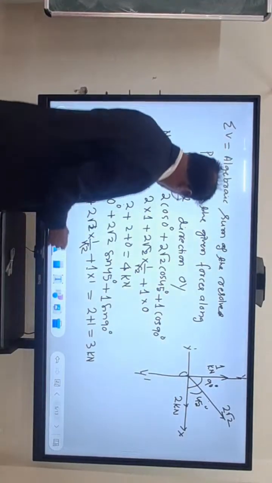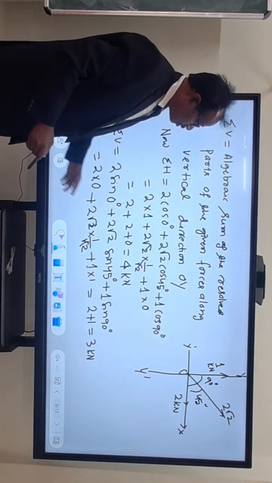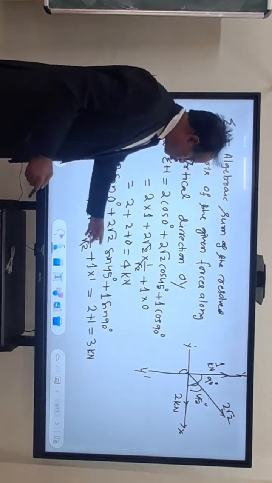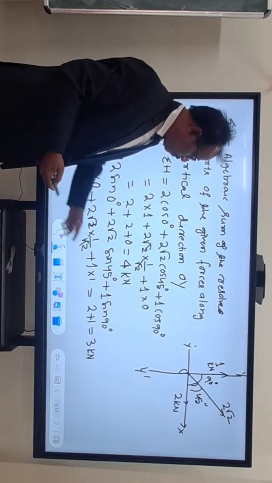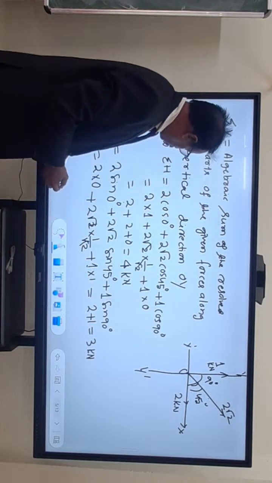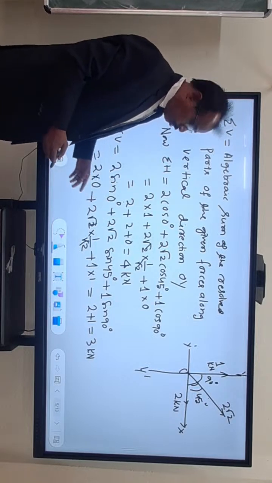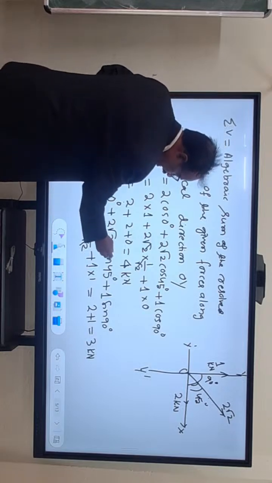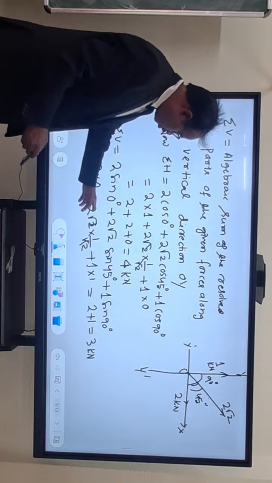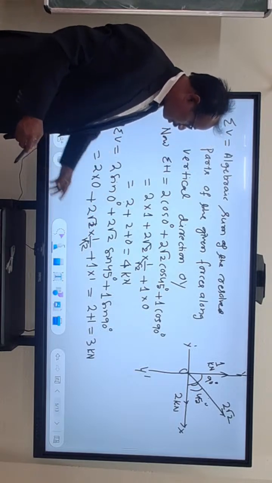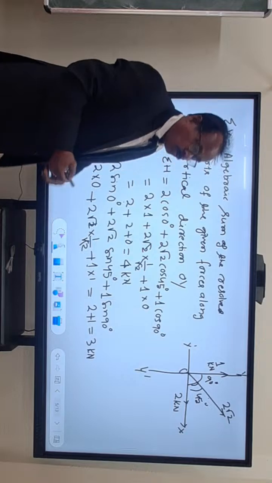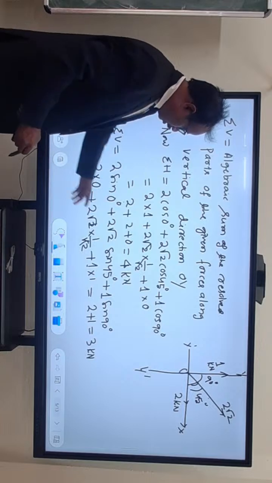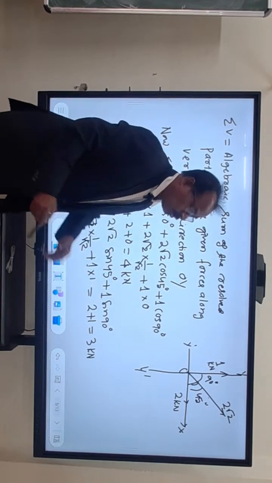Then delta V, the resolved parts of the forces along the vertical axis, is equal to 2 sine 0 plus 2 root 2 sine 45 degree, here the angle is 45, and 1 sine 90. You know that sine 0 is equal to 0, that is 2 into 0. Sine 45 is equal to 1 by root 2. 2 root 2 into 1 by root 2 plus sine 90 is equal to 1. Therefore, 1 into 1. This term is equal to 0. Therefore, 2 plus 1 is equal to 3.